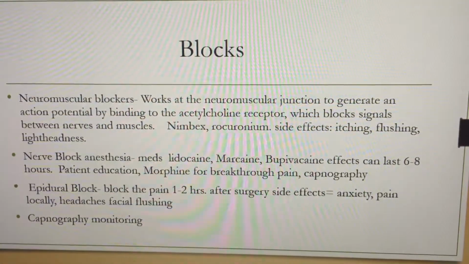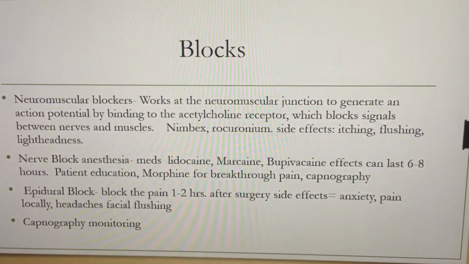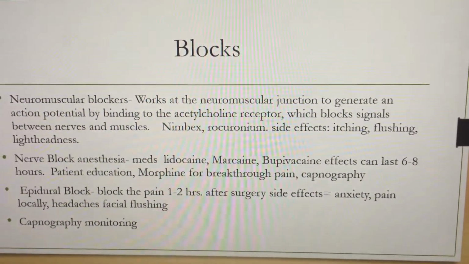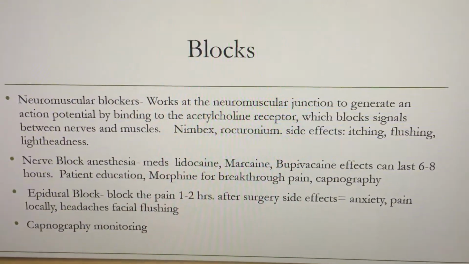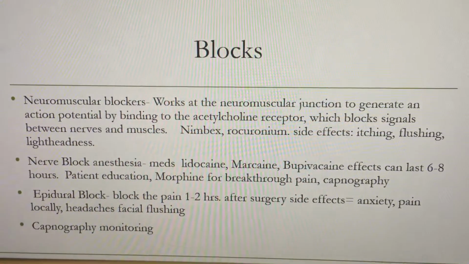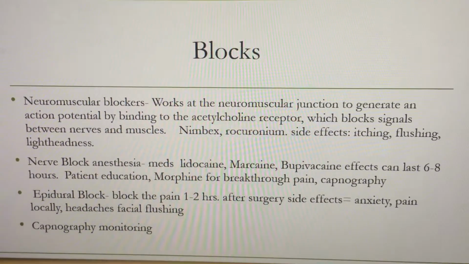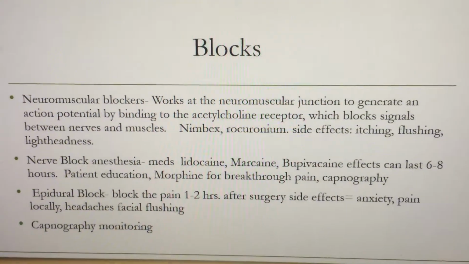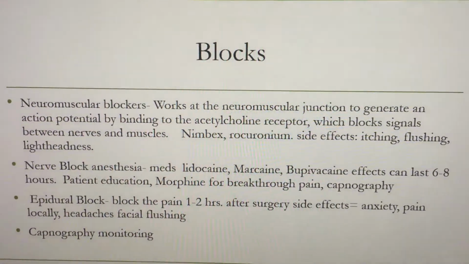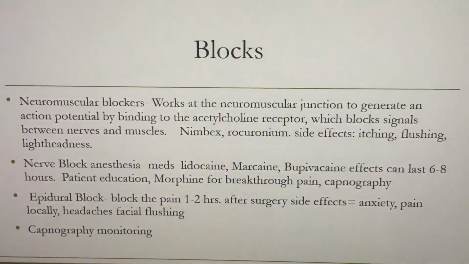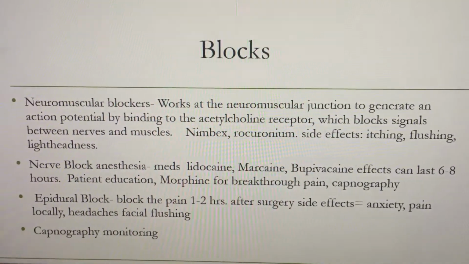Now we get to the blocks. The neuromuscular blocks work at the neuromuscular junction, binding with acetylcholine receptors. These block the signals between the nerves and the muscles, actually rendering the patient paralyzed. Nimbex and Rocuronium are examples of these medications. Itching, flushing, and lightheadedness are some of the side effects you may see in these patients.